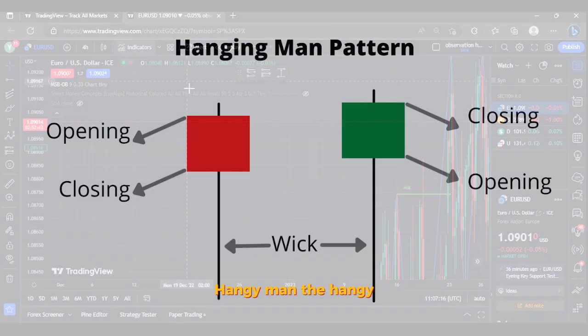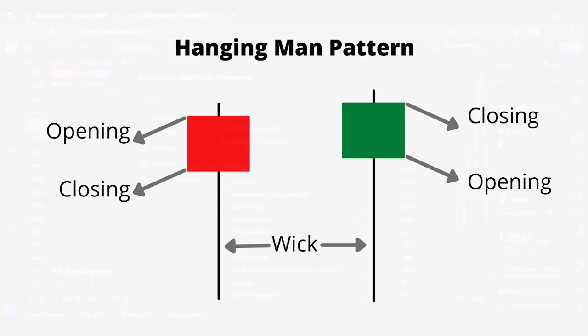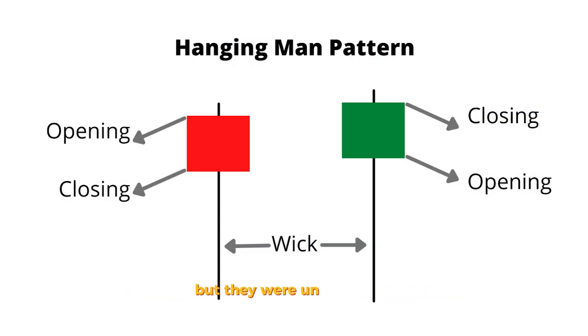Hanging man. The hanging man is a bearish reversal pattern that forms at the top of an uptrend. It has a small body and a long lower wick, indicating that buyers tried to push the price up but they were unsuccessful. This pattern suggests that a reversal may be on the horizon.